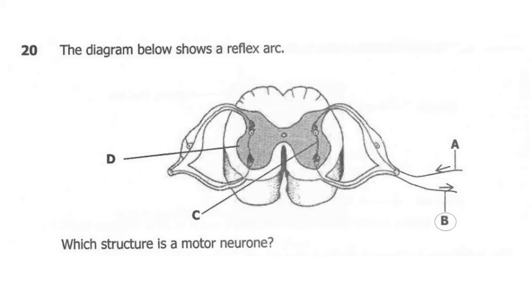The correct answer here is B. So the motor neuron will always be connected to the relay neuron. So the impulse will come from the sensory neuron, which is A, then pass to the relay neuron, which is C, which is then passed on to the motor neuron, B, which then goes to the effector. So the correct answer here is B.